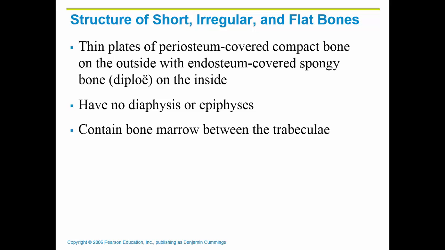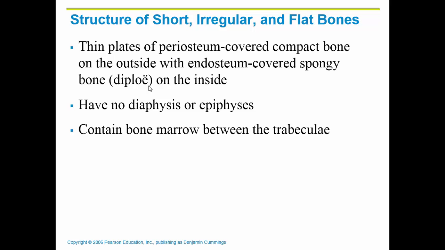It says thin plates of periosteum cover the compact bone on the outside. Again, it's that protective connective tissue covering. And then there is an endosteum on the inside. There's a new word, as you can see, this word here, diploe. And diploe is just another word for spongy bone.